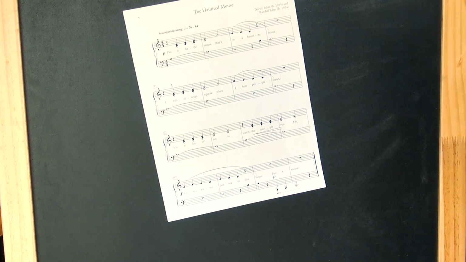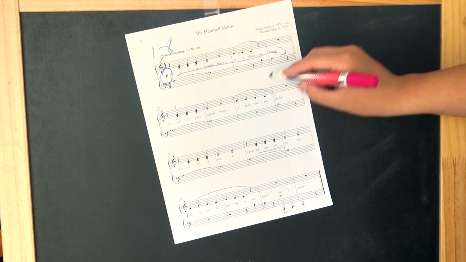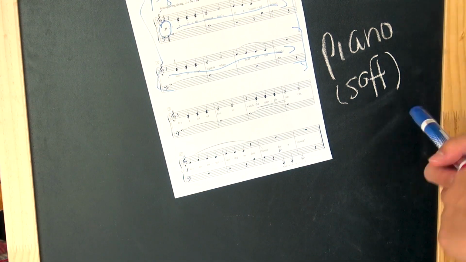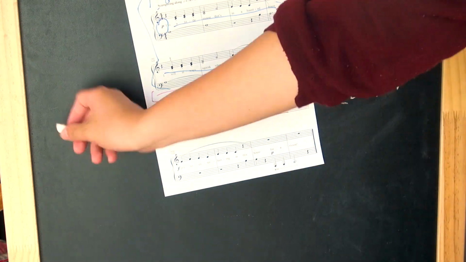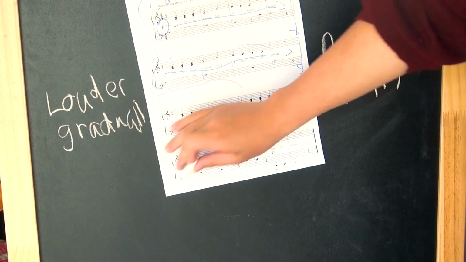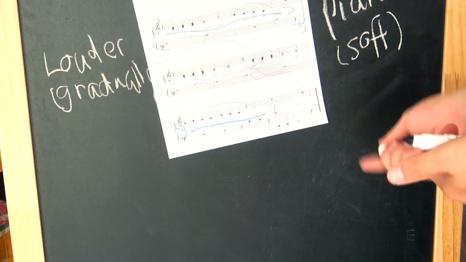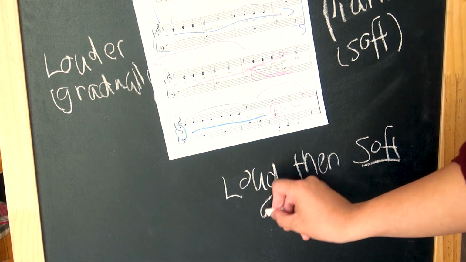So, from measure 1 to 8, play them soft as this creates a scary and eerie mood. Then at measure 11, start small, gradually becoming louder to measure 13. Here, you can play it loud till measure 15 when you quiet down to an end.